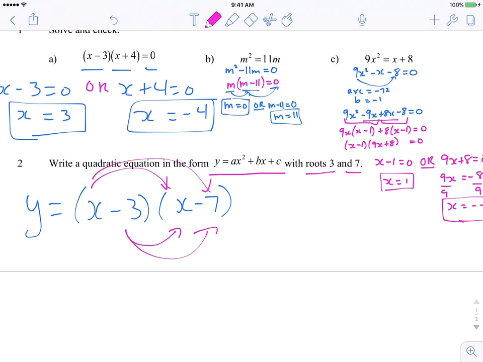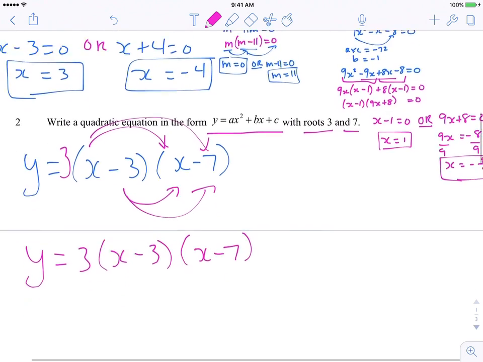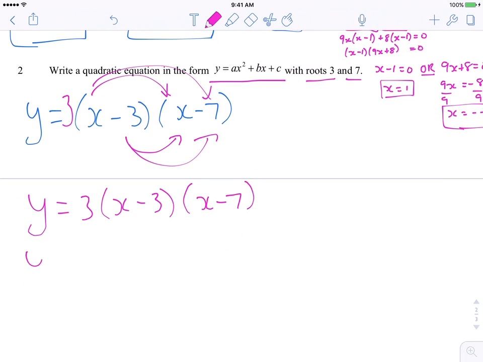So we can choose any number we'd like. I'm just going to choose the number 3 just for fun. So we'll have y equals 3 times (x minus 3) times (x minus 7). I think the simplest way to do this is to leave the 3 alone and not distribute it yet. Of course, you could distribute the 3 times x and 3 times negative 3, and then FOIL that with the x and the negative 7, but I find that a little more complicated.